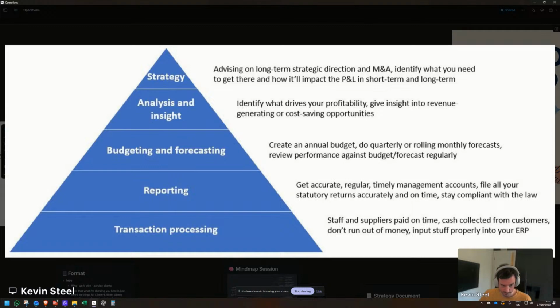But what a fractional CFO does is the top three layers of this pyramid: budgeting and forecasting, analysis and insight, and strategy. There is one key thing that a fractional CFO should be doing, and that is linking finance to strategy. I feel that's my job as a fractional CFO, to make the finances link directly to the strategy that the company, the board, and the shareholders want to do.